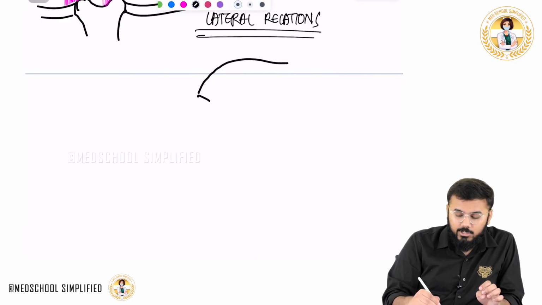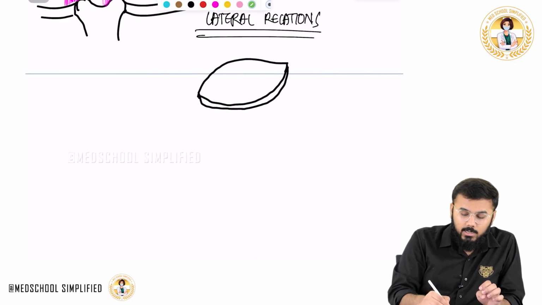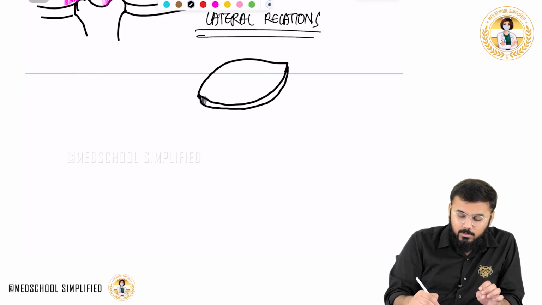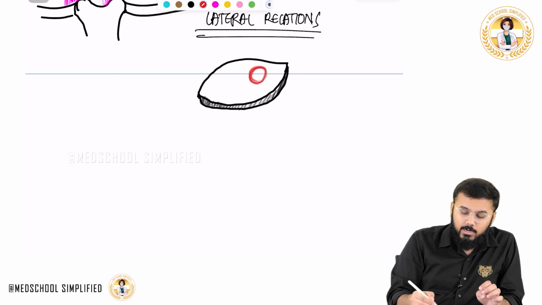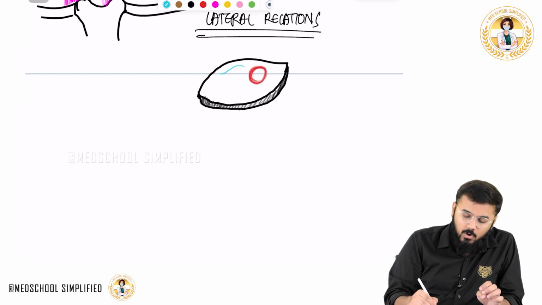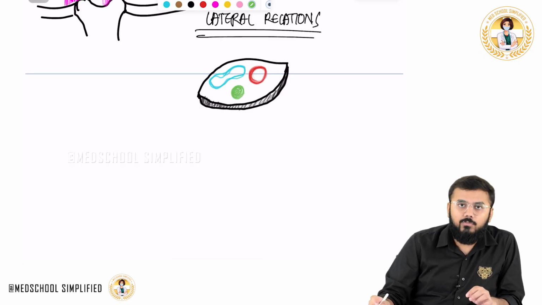So laterally, what are the structures that are located? Laterally, first we have got a sheath like this, right? This particular sheath which you can see here is called as your carotid sheath. Now within this carotid sheath, there is an artery like this. This is called as common carotid artery. Next, we have got a vein in this way. This is called as internal jugular vein. And next, we have got a nerve here. This is called as your vagus nerve.